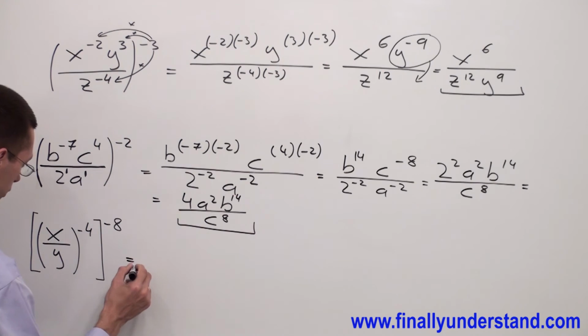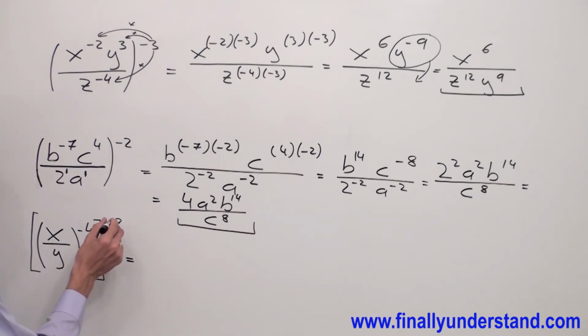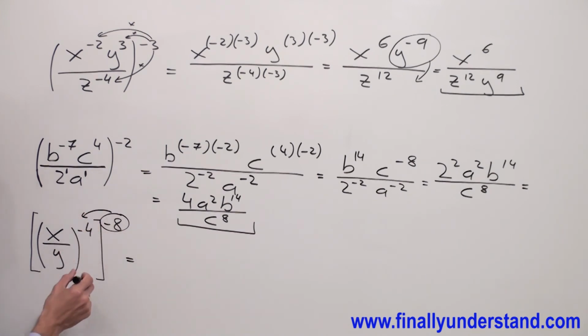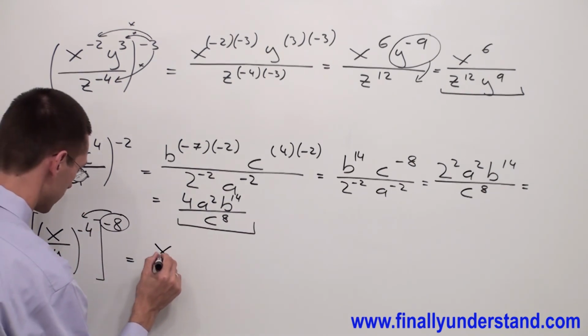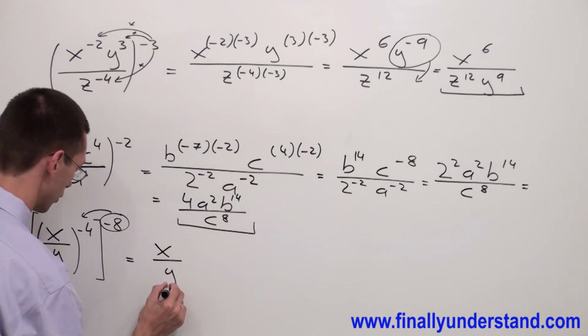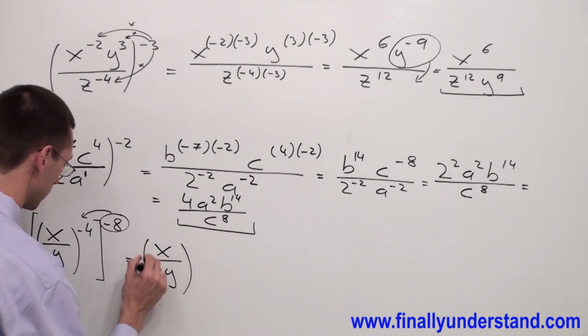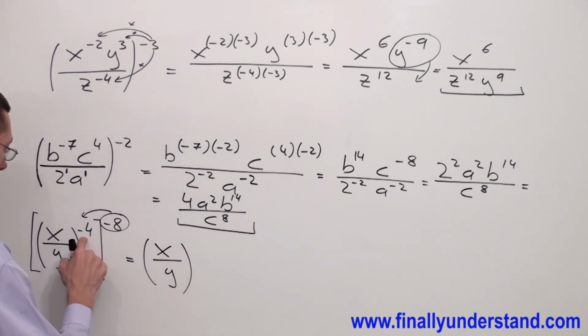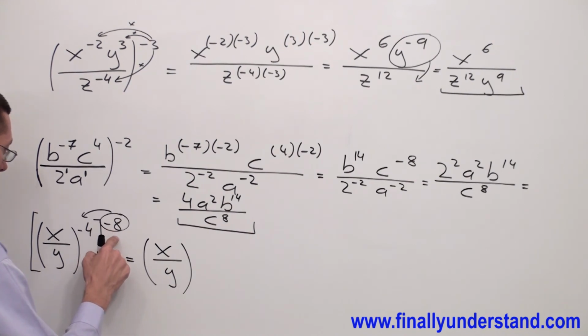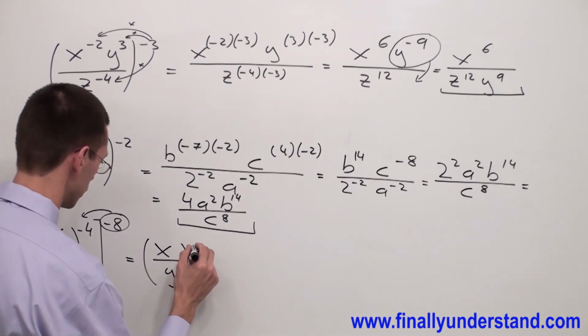Let's take a look at the third example. I'm going to multiply these two exponents by themselves. That's why I'm going to have x over y, and I have -4 times -8 is +32.